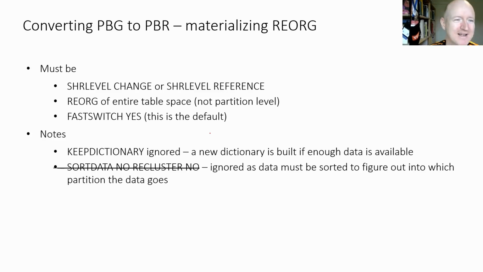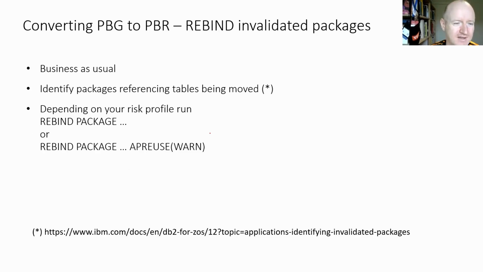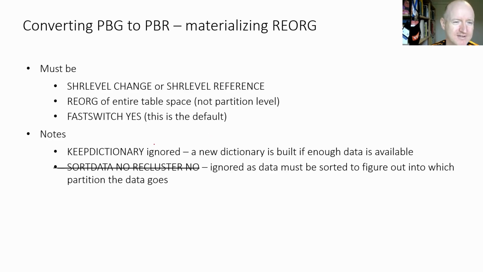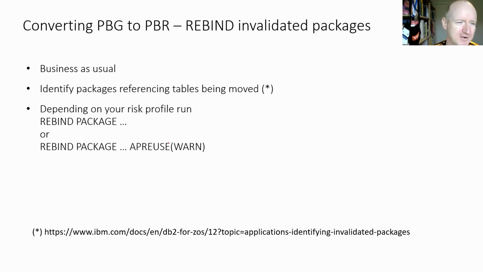So where are we? Okay. Right. So that's the reorg to materialize, and then as we've seen before, rebind any invalidated packages. I forgot to mention earlier on that for most customers they have auto rebind in effect, so DB2 would automatically rebind these later, but there are some drawbacks of using auto rebind. So most customers prefer to explicitly rebind the packages rather than wait for auto rebind.